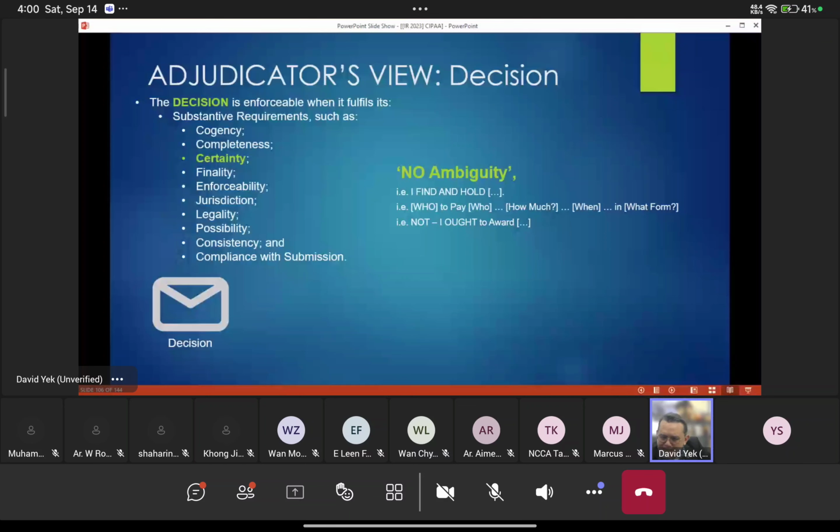This person may pay to this person. Cannot do that. You say, this person pay to this person. No may, no shall, this person pay to this person. Then clarity, how much he has to pay, when he's going to pay, and in what form. Balance transfer, credit card, cash, you have to tell. Okay? And then you cannot say that I ought to award. Ought tak boleh pakai. You have to say I award. Cannot say that I may be award. No such thing. Okay, so it has to be certain. You cannot have ambiguity.